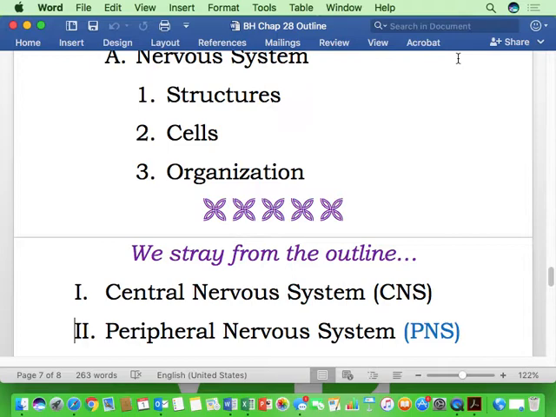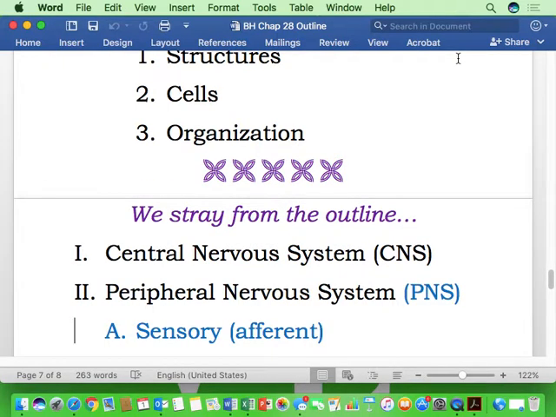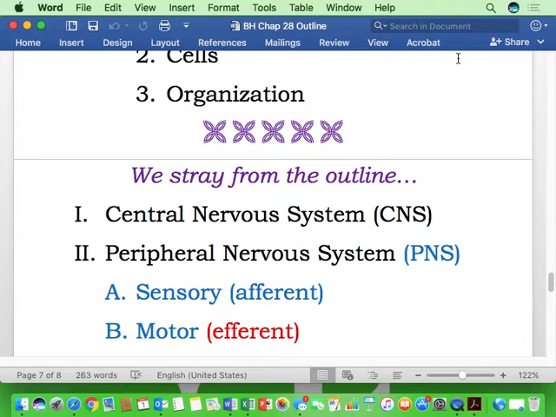The peripheral nervous system can be further divided, and you'll see that this is why I have a color scheme going on here. The peripheral nervous system has a sensory branch. This is the afferent branch. This is the part that's in charge of sensory input, so bringing in information about our external and internal environment. And then there's also a motor component. So the motor output, this is the efferent division.